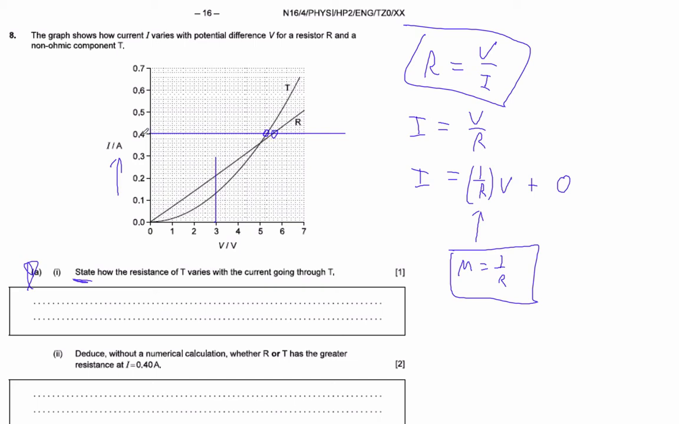At 0.4 amps, the current is the same for both of these. So whichever one has the higher voltage is going to have the higher resistance. These are directly proportional. R reaches that current at a higher voltage, so therefore R has a higher resistance. T reaches that current at a lower voltage, so therefore it has a lower resistance. It's pretty simple like that.